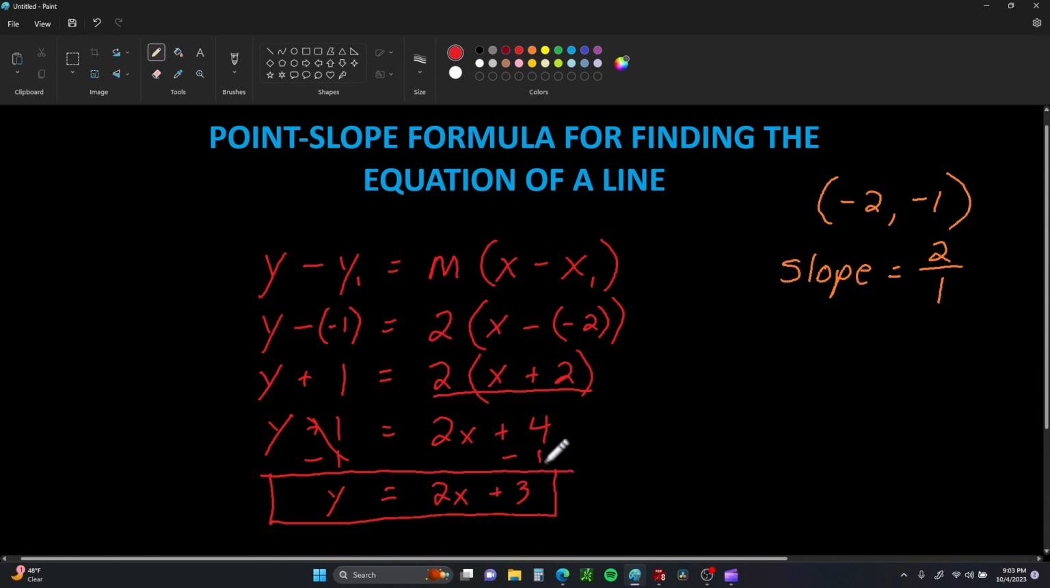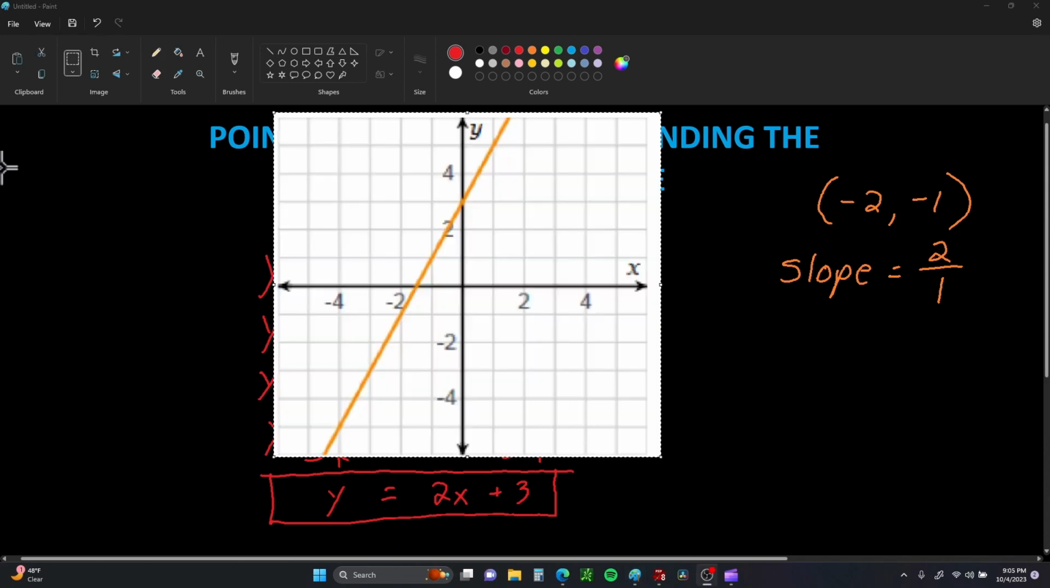Let's just take a look at what this looks like on an actual graph. So here we have a graph, and our point is minus 2, minus 1. So I go minus 2, down 1, and I'm right here. So that point's on the line. And then the slope says that I'm coming up 2 over 1. So my rise is 2 over 1. I'm back on the line. Rise 2 over 1. So this here line that's graphed is this equation here, y equals 2x plus 3. And we're done.